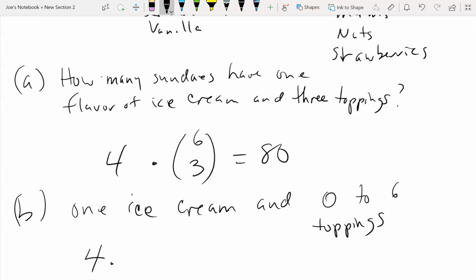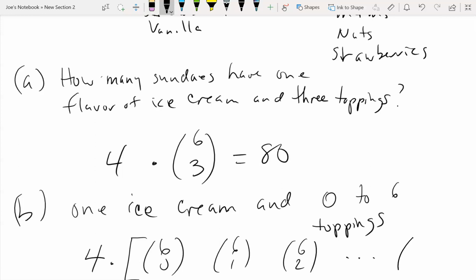And then we could do each of those using our combination formula, right? So if you thought about it that way, 6 choose 0 is the number of ways to choose no toppings, correct? 6 choose 1, 6 choose 2, up to 6 choose 6, right? Now notice I said or, correct? I said choose 0 toppings, or 1, or 2, or 3, and so on down the line.